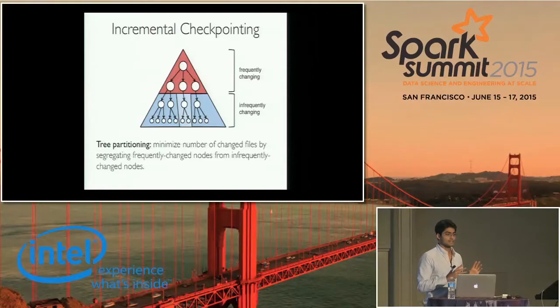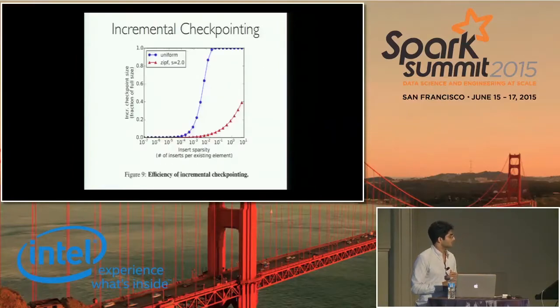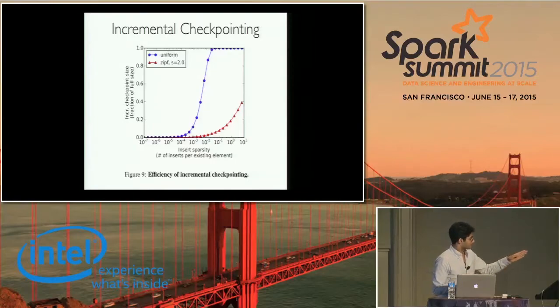We do this by partitioning the tree into pages, in order to segregate the frequently changed nodes from the infrequently changed ones. Then we can track changes in memory for these pages, and only write out the pages that have been changed since the last time. This works pretty well for skewed write distributions. The skewed distribution here is in red, and you can see that even if we do on average one update per existing element, we still save quite a lot on the checkpointing size. The relevant point is the 10 to the 0 column there, where we save 80% of the space for a checkpoint.